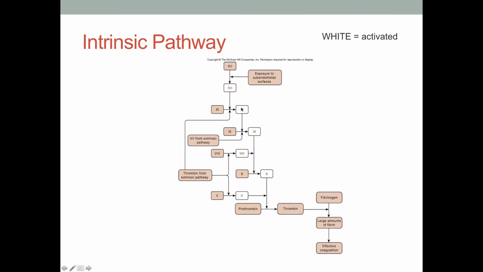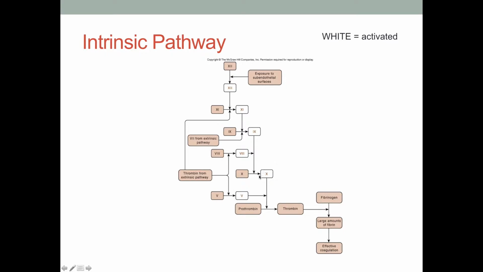Thrombin activates factor 11 and also factor 8 and factor 5. Factors 9, 8, and 5 are really important with regards to bleeding disorders, especially the hemophilias, so do keep them in mind. So 7 and thrombin will activate these important different pieces that will eventually make fibrin. So we've got 11, 9, 8, 5, and eventually we get to 10.